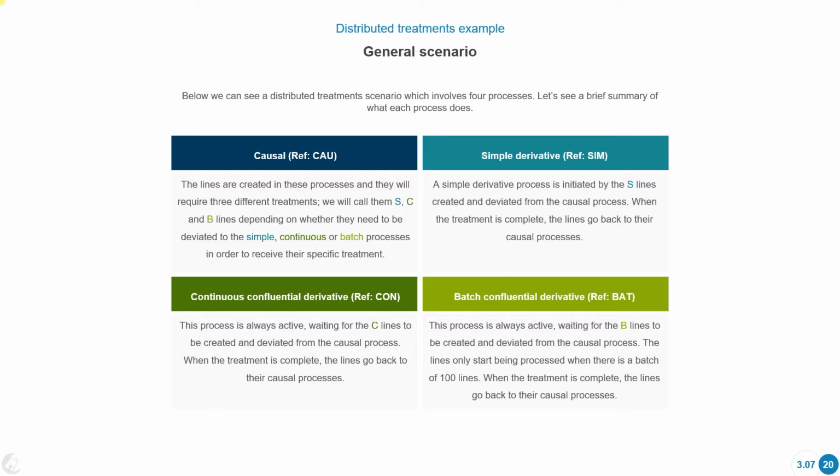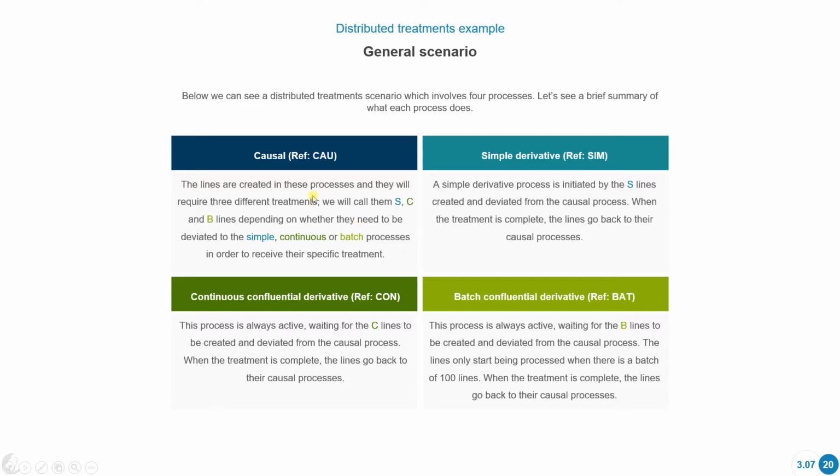This scenario includes 4 different classes of processes. We're going to have one class of process that we're going to call the causal process. Here in this presentation, in order to explain this scenario, I've represented each one of these classes of process with a specific color, and besides we've given them a specific name so that it's a little bit easier to follow. So basically we have a causal process. In this one, the lines are going to be created and they're going to be deviated or transferred to other classes of processes.